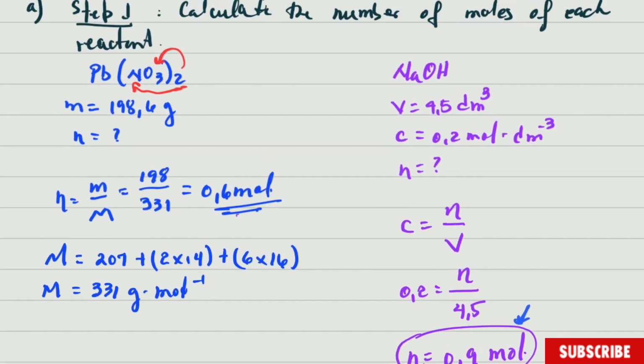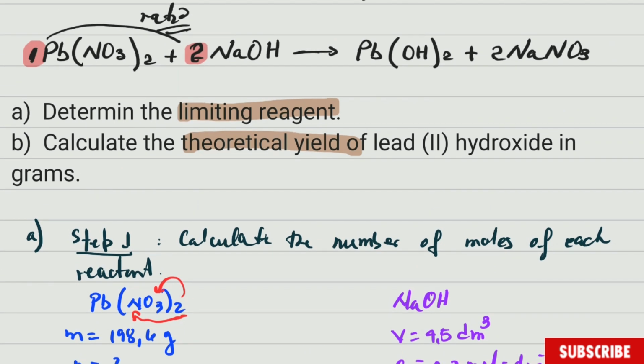And then we are going now to get the theoretical yield. Theoretical yield in this case is the theoretical yield of the lead 2 hydroxide. So they want to know how much of the lead 2 hydroxide, in grams, is being produced. That is the question: the mass of the lead 2 hydroxide. Remember, we must always find out the limiting reagent first.